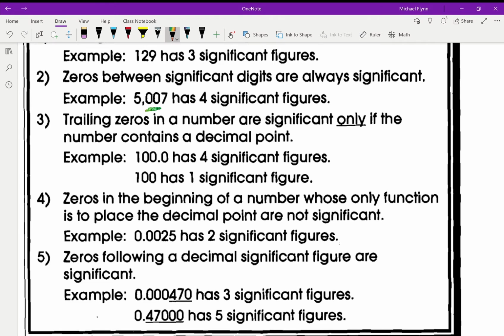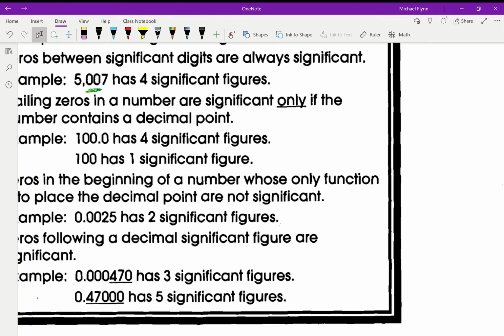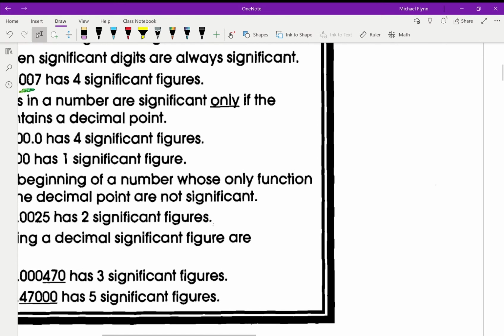Now trailing zeros are kind of interesting. A trailing 0 we consider what's called a placeholder. For example, if I want to write the number 5,000, and that number only had one significant digit, just the 5, there's really no way for me to write it without the trailing zeros if I want to write the number 5,000.